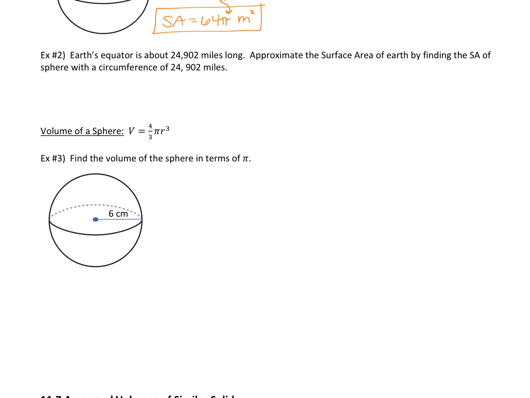Never mind. The Earth is not a sphere. Did you know that? It's an oblong spheroid. What does that mean? It's not a perfect sphere. It's a little bit elongated.